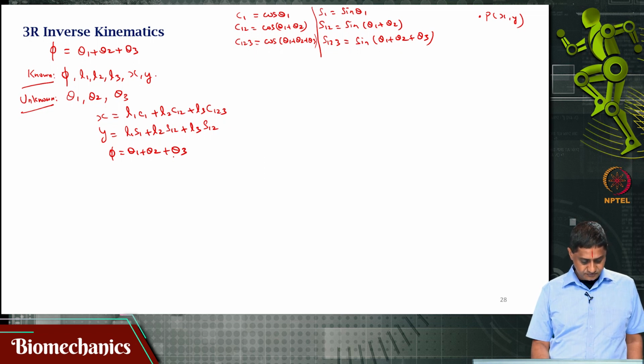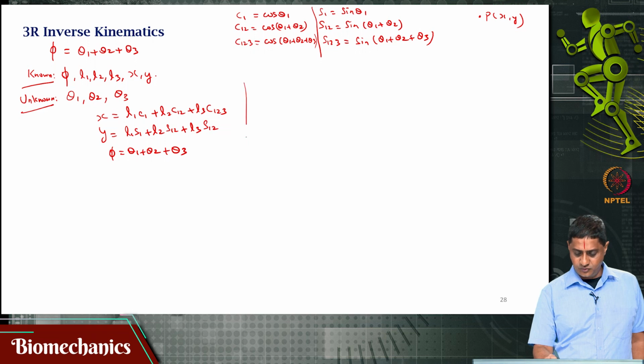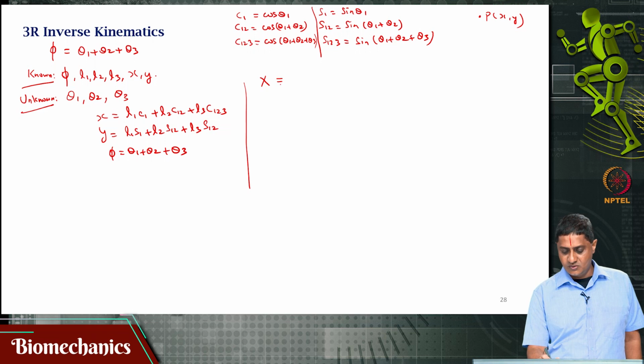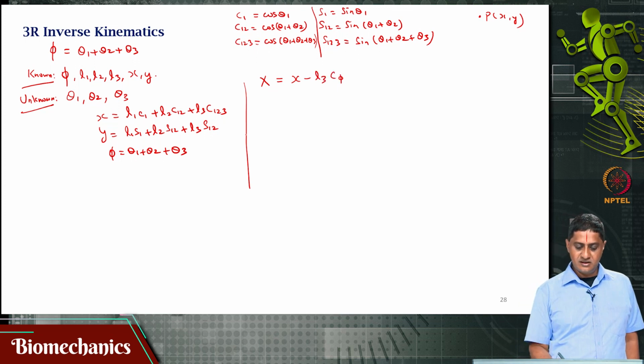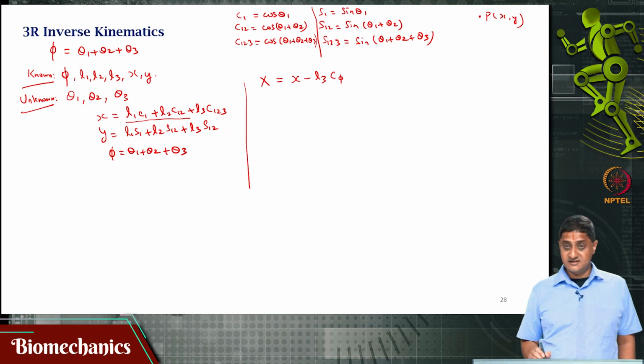Now, what I am going to do is define two new variables. I am going to call them capital X and capital Y. What is capital X? I am going to call this capital X as small x minus L3 C5. Essentially, this quantity is capital X.